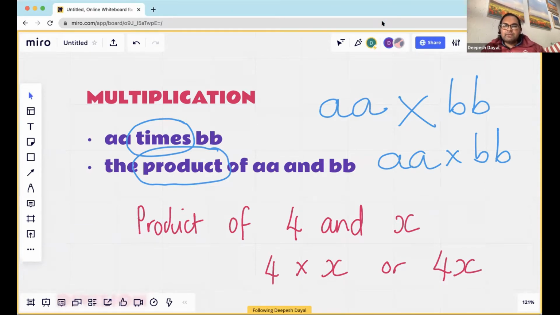I see there's a message here. Okay, Wanga, thank you for that. It is 4x. Everybody agrees with 4x. Are there any questions? Sir, can you do another one, please? Okay, let's have a look at another one, right?